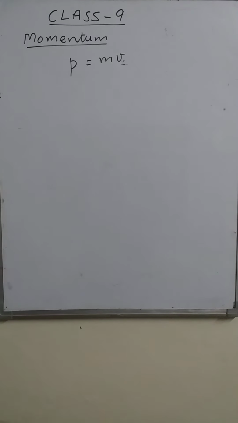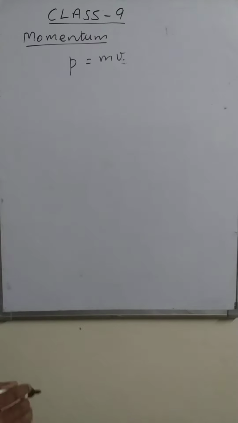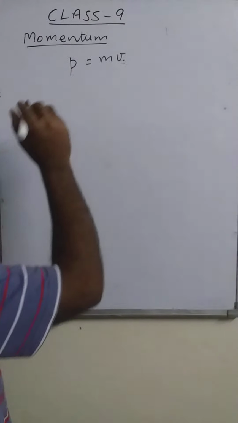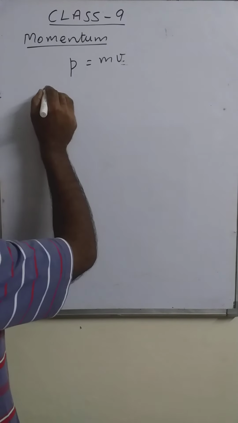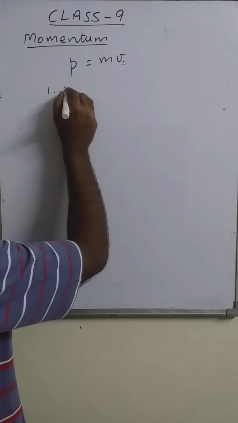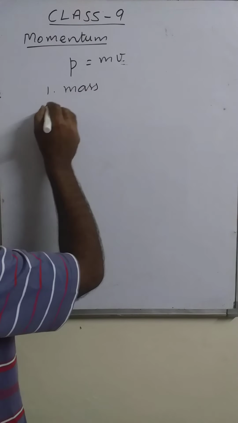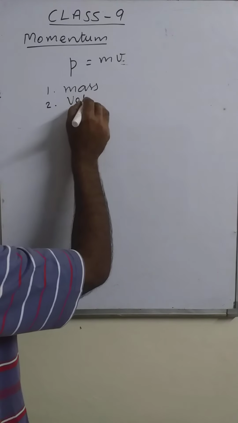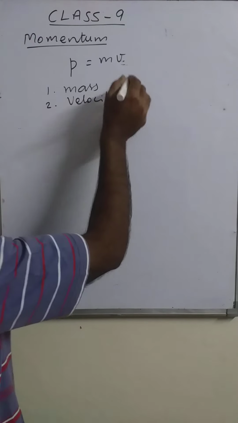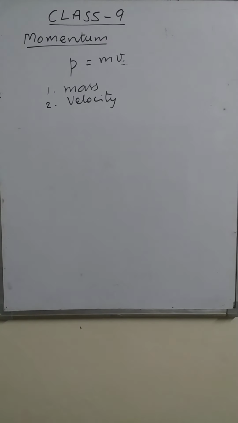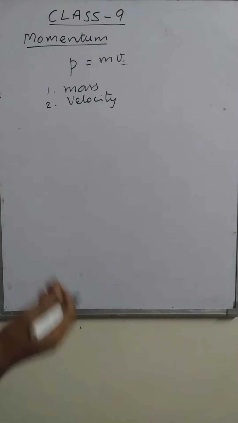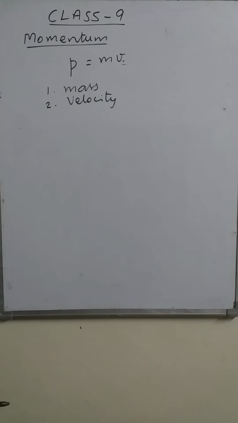It means the momentum of any object, whether the object is small or large. All the objects possess momentum, and that momentum depends on two factors: the mass of the object and the velocity. Every object possesses mass, so every object possesses momentum also.